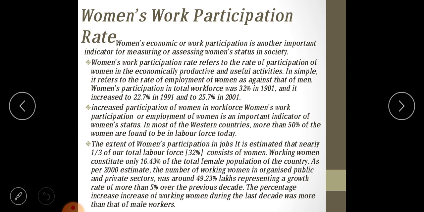Okay, so next, generally we understood what work participation and work participation rate are. In this slide we can see that women's work participation rate is the main indicator of inequality. Why? Because in jobs or in works also we will find discrimination and inequality on the basis of sex, that is between male and female. So we'll see in this slide what problems women are facing in the working place or in their jobs.